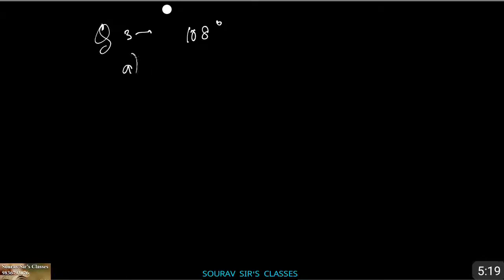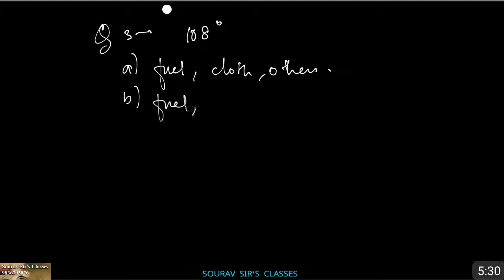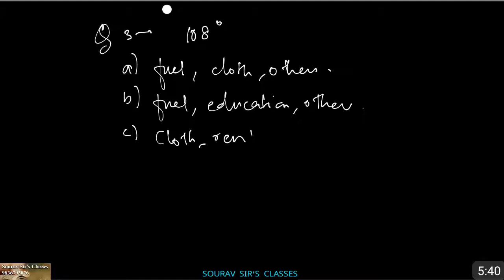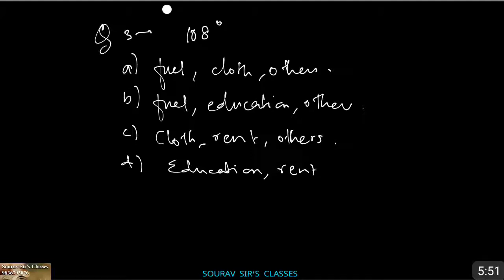The options are fuel, cloth, others; fuel, education, others; cloth, rent, others; education, rent, others; and none of these.